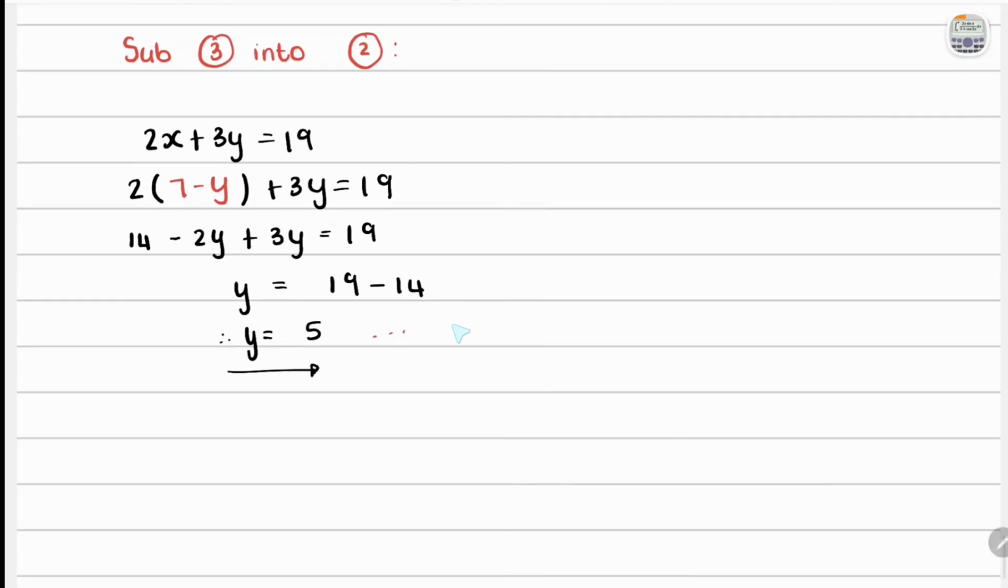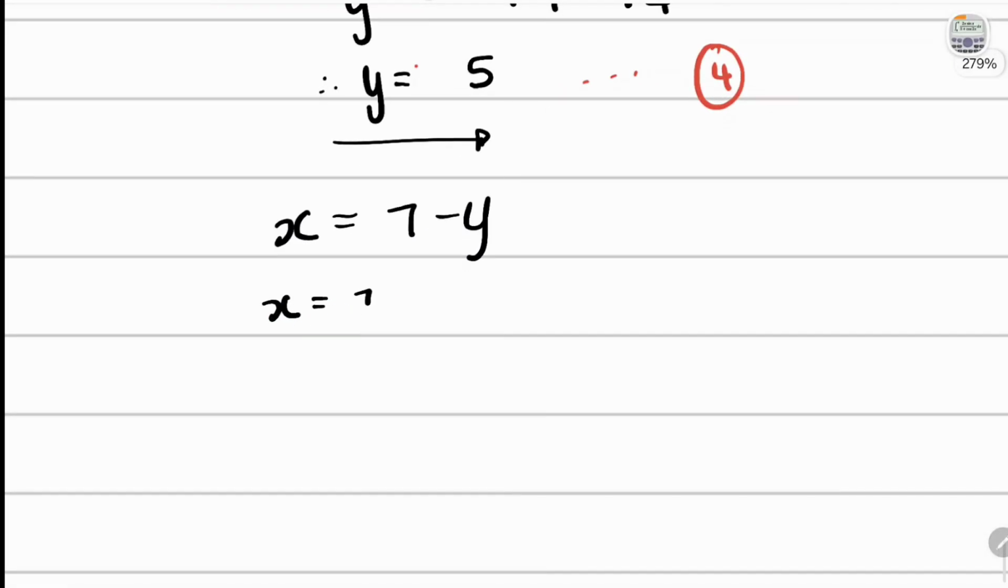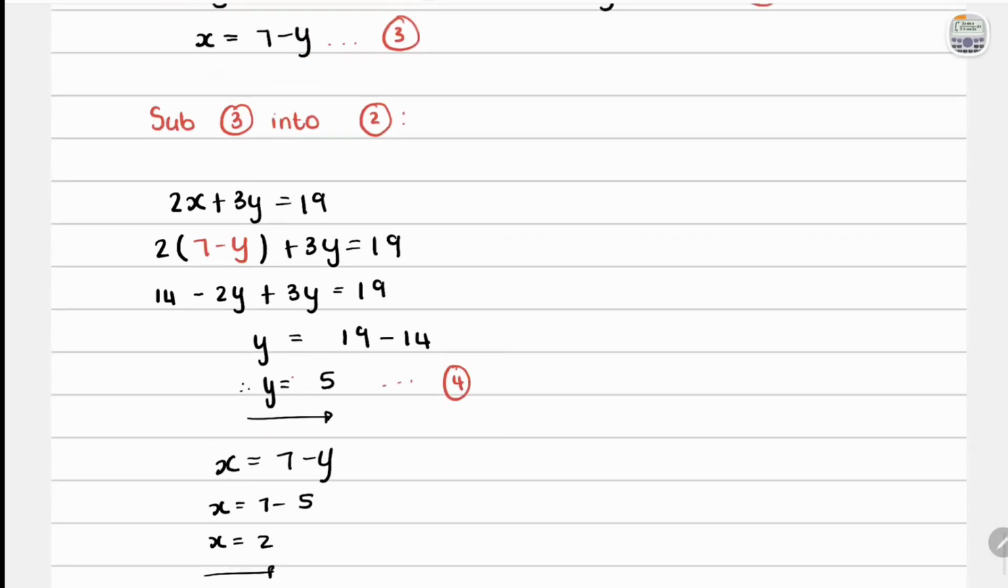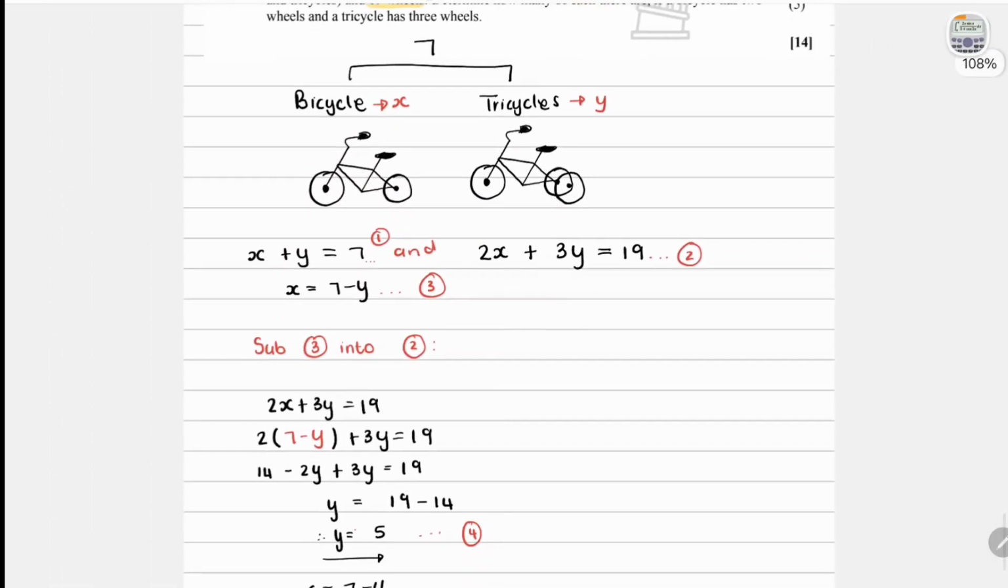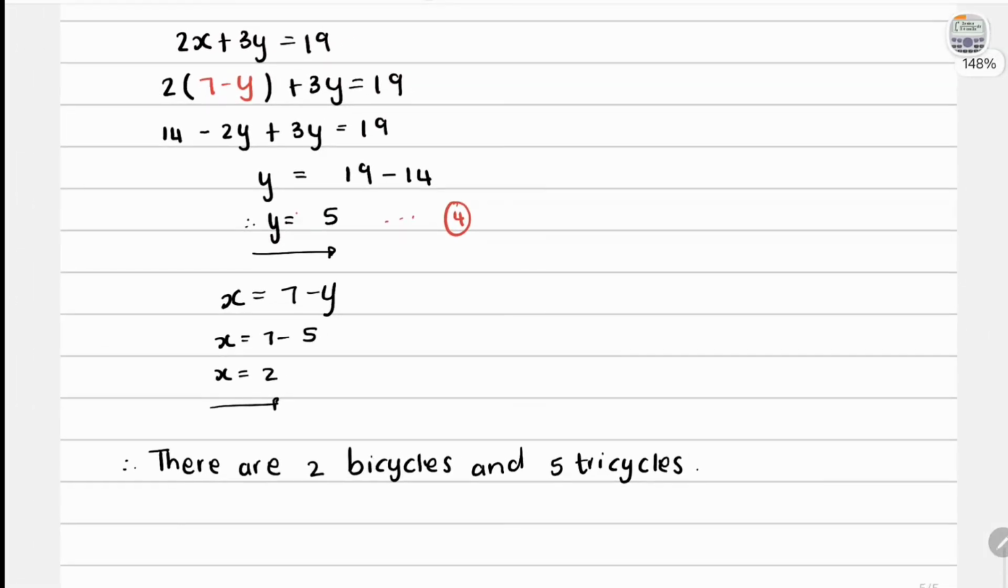You can go ahead and call this equation 4, and then substitute equation 4, the answer for y, into the answer for x to solve for x. Okay, so this is x is equal to 7 minus y, and just substitute. So x is equal to 7 minus 5, and therefore x is equal to 2. So this means that there are 2 bicycles and 5 tricycles in total, okay, for us to have this situation that they gave us. Okay, so there are 2 bicycles and 5 tricycles. And moving on to question 3.